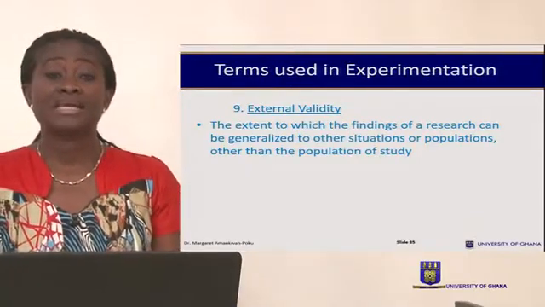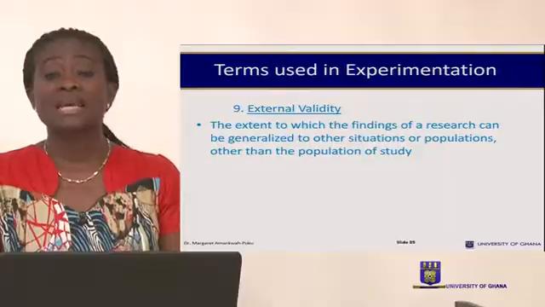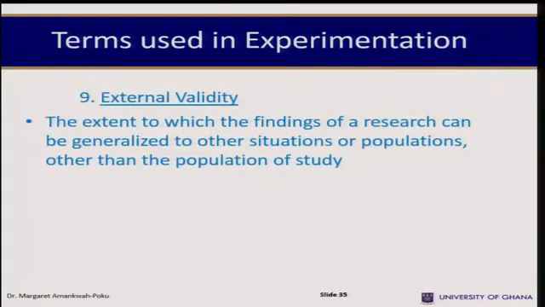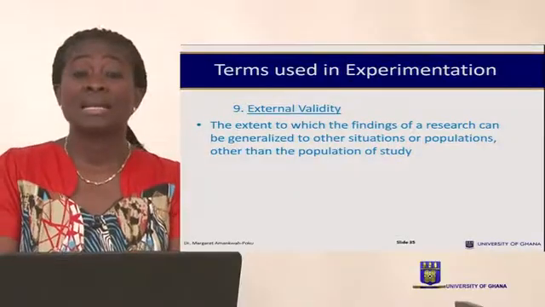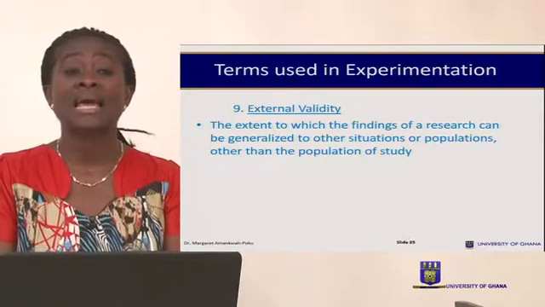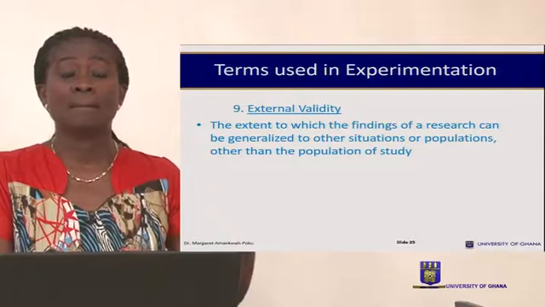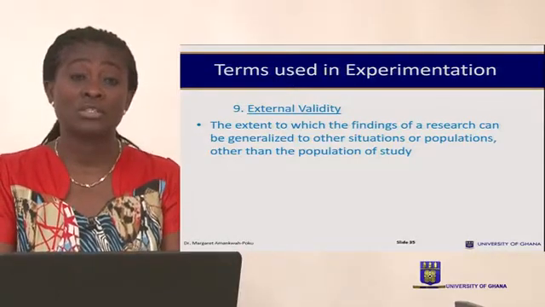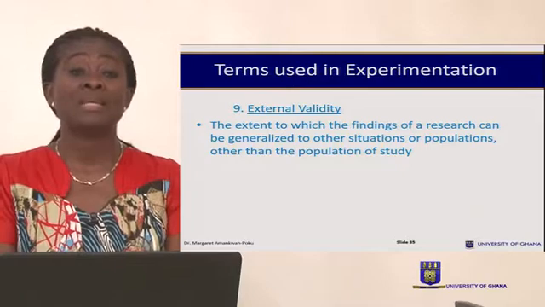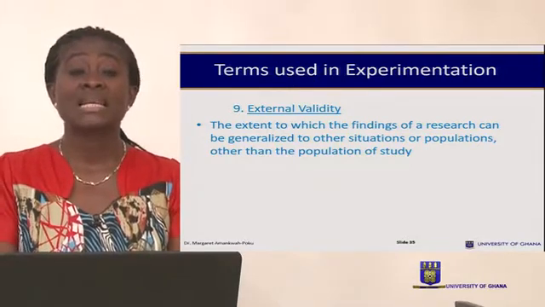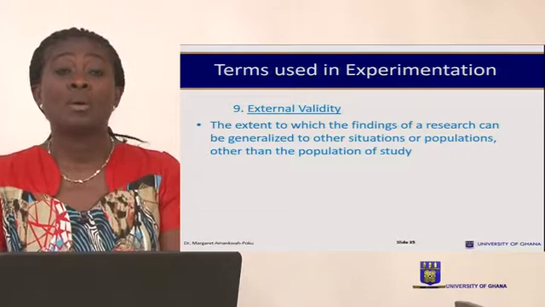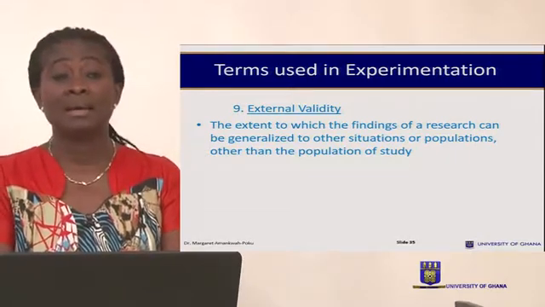Finally, we have external validity, and this is the extent to which the findings of a research can be generalized to other situations or other populations other than the ones that were tested. So for example, if I test University of Ghana students, to what extent can I generalize my results to University of Science and Technology students? If I test people with diabetes at Achimota Hospital, to what extent can I generalize my findings to diabetes patients in the La General Hospital?